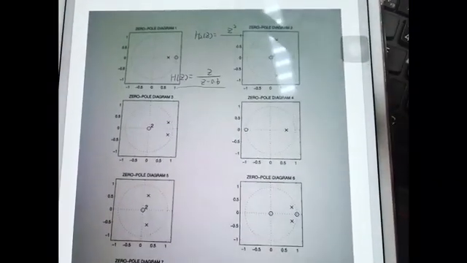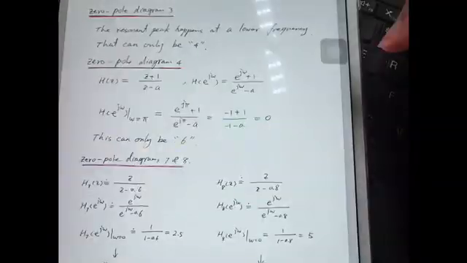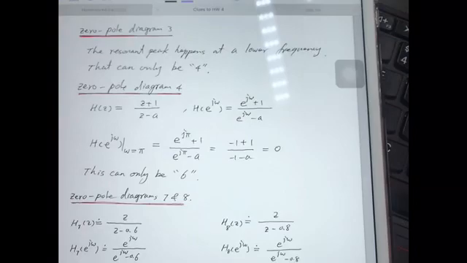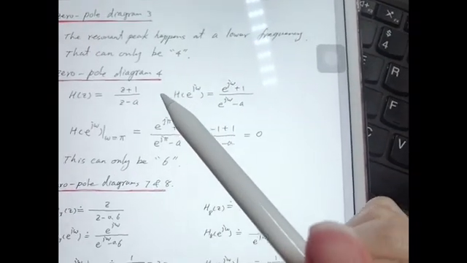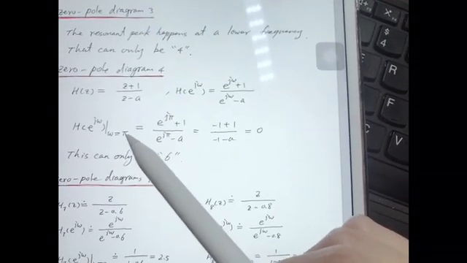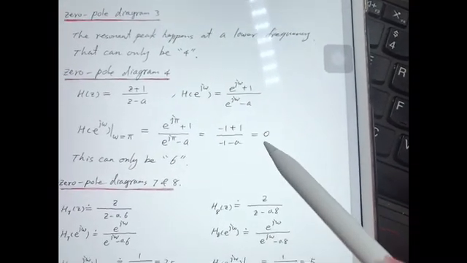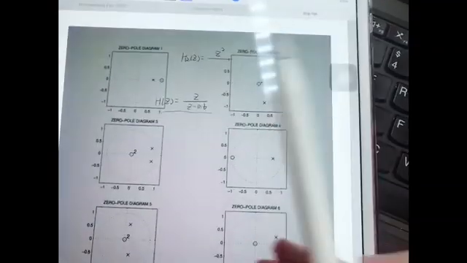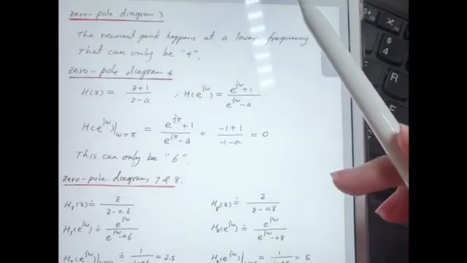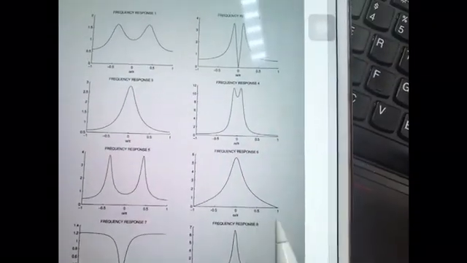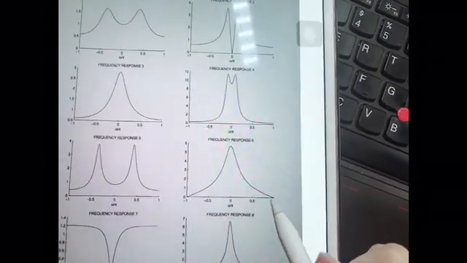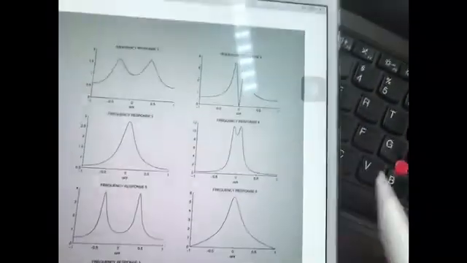Now let's come to diagram 4. We can easily write out the expression of H(z), it is this expression, and also we choose the special point when ω equals π, and it equals 0. So back to the response, we can find this can only be number 6, where the response equals 0 when ω equals π.